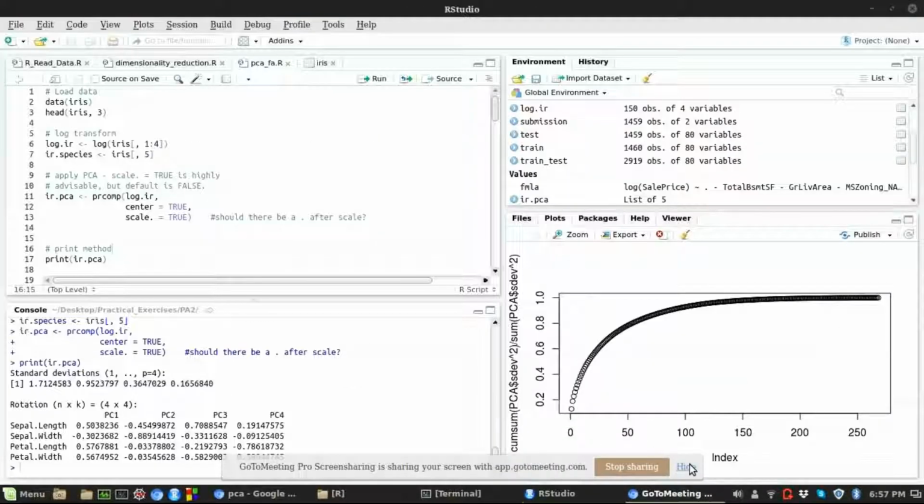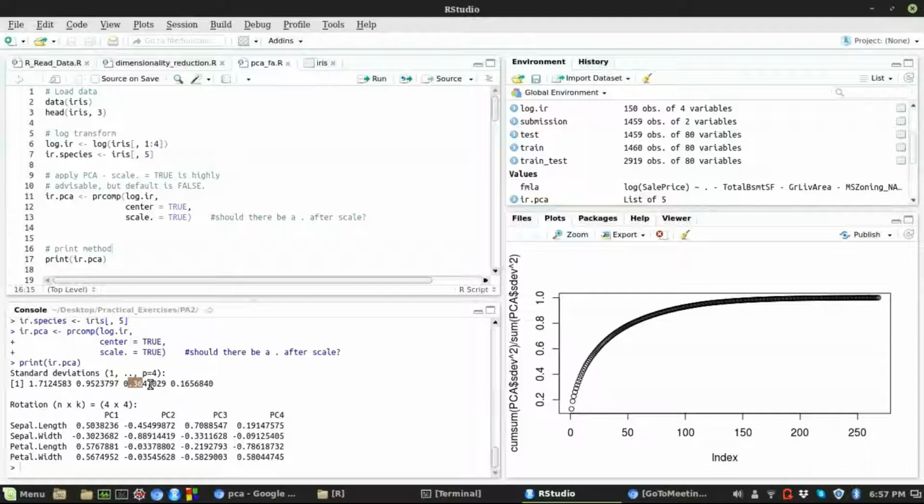So PC1 seems to have more or less equal weight between these 3. Notice PC1 has more or less equal weight between, say, sepal length, petal length, and petal width, but not that much of sepal width. So that weight goes off into PC2, and PC3 and PC4 probably don't have that much weight anyway, because the standard deviations go down drastically.